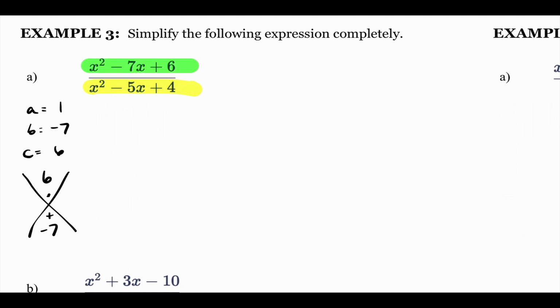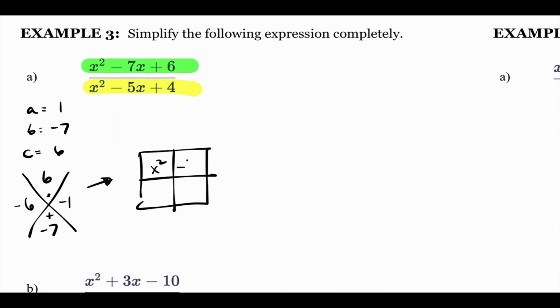Okay. So I'm looking for the 2 numbers that multiply to be 6 and add to be -7. -6 and -1. So we get -6x, -1x, and +6. We've done this many times. This part is review from last semester.